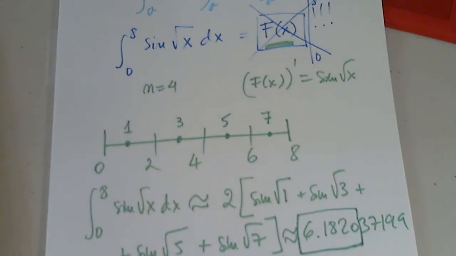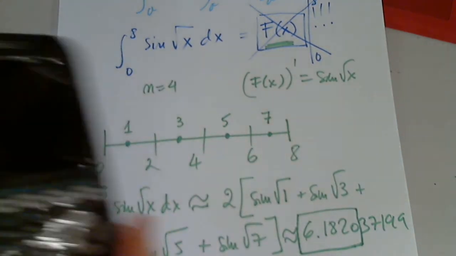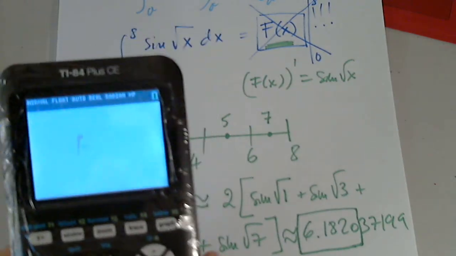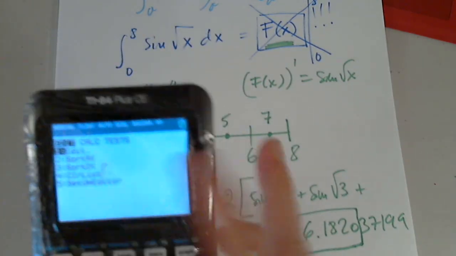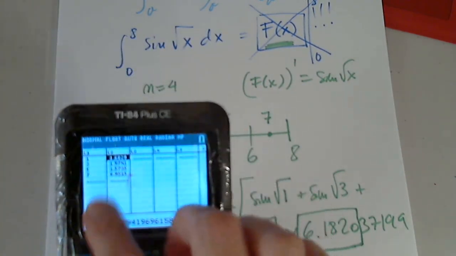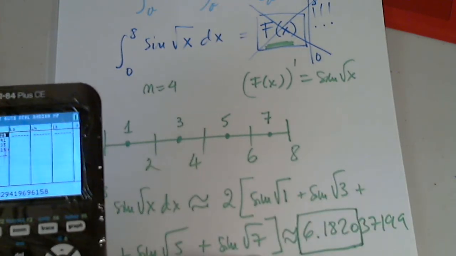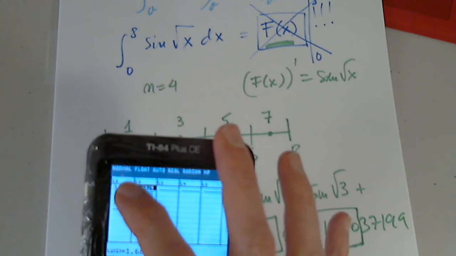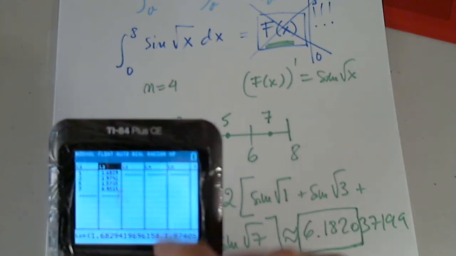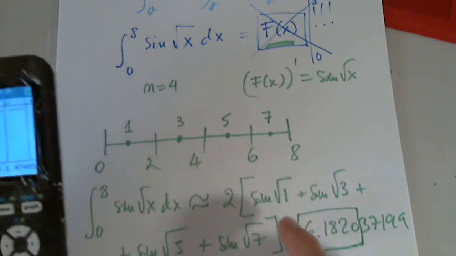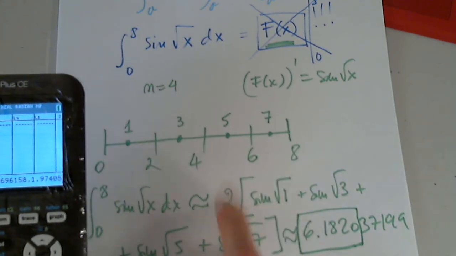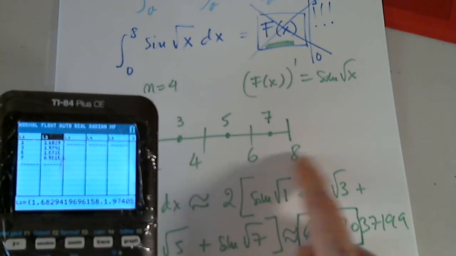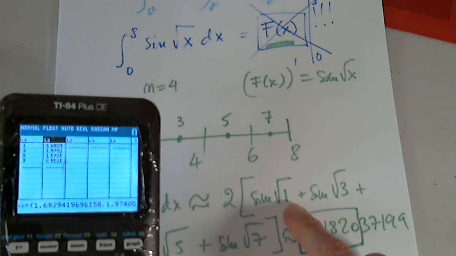Can you repeat that last calculator step one more time? Yes. So you go to stats and you edit. So you have the variable x. This is the only thing that changes from one to the other. So it's 1, 3, 5, 7. And then at the very top, you're going to put exactly what this will do: 2 multiplied by sine of the square root of list L1.